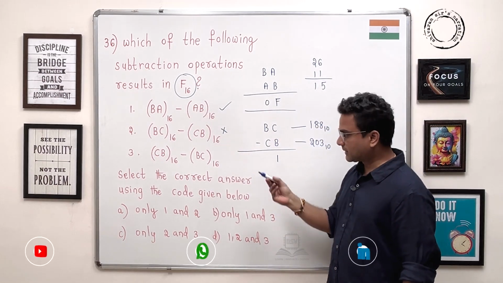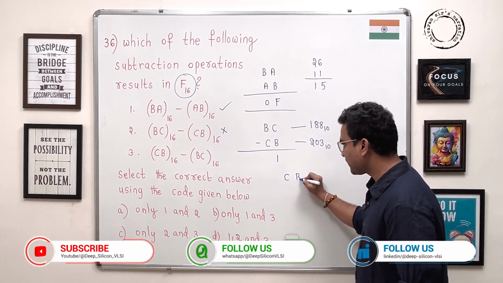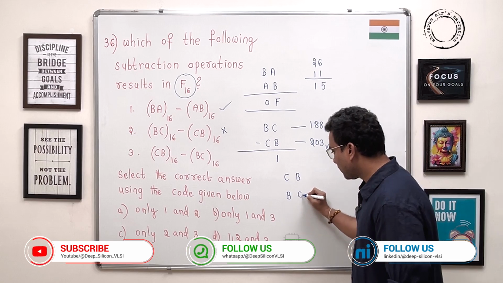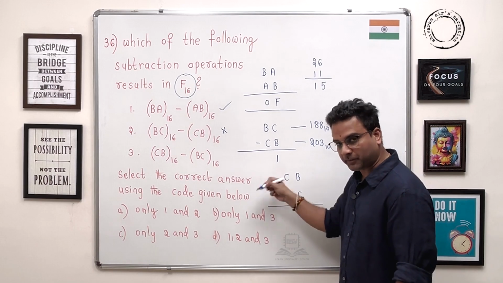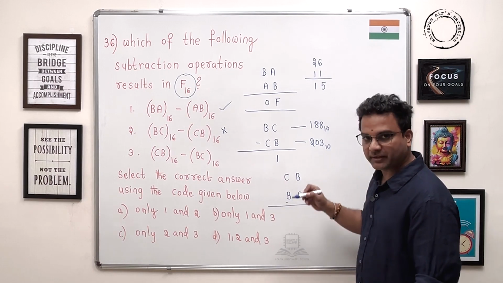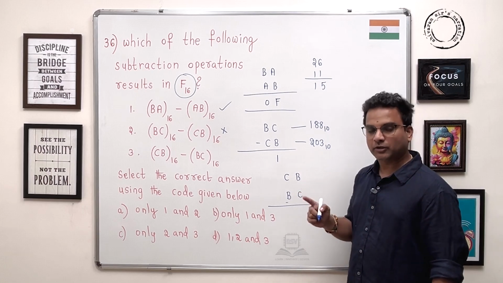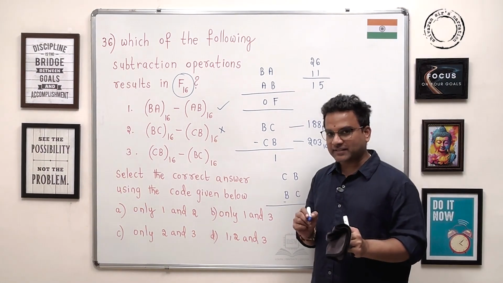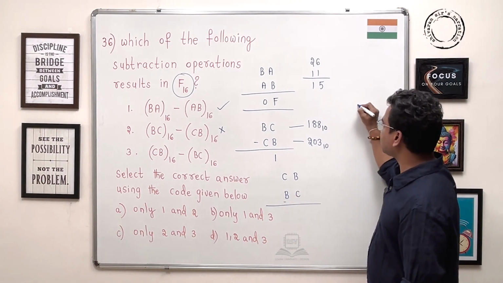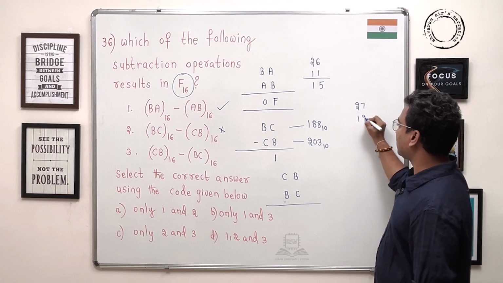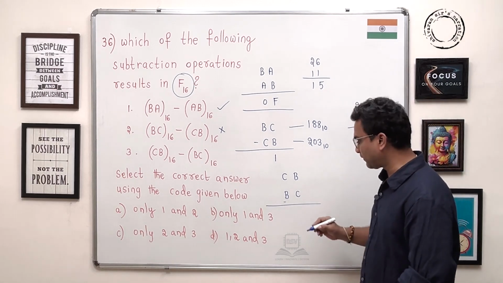Then third one, CB minus BC. Now the same. B minus C not possible. We will take the borrow from the upper digit. Therefore, B means 11, 11 plus 16, it is 27. 27 minus C. C means 12. 27 minus 12. How much do you get, guys? 15. 15 in hexadecimal form is F.